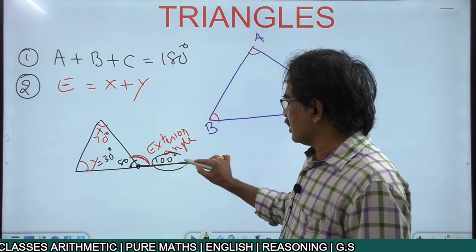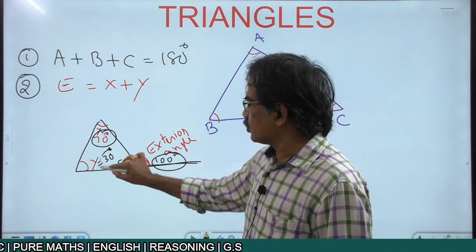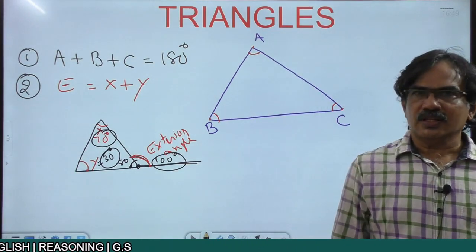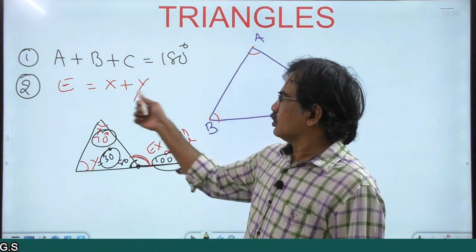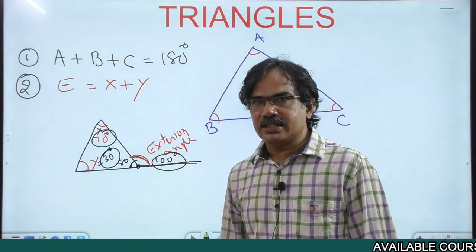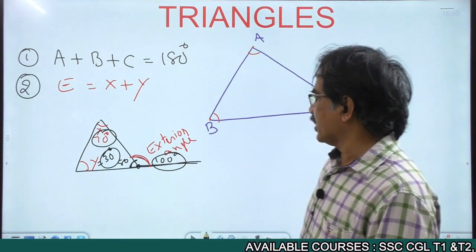So this 100 degrees is equal to the sum of these two. Exterior angle is equal to the sum of opposite interior angles. This is point number 2.